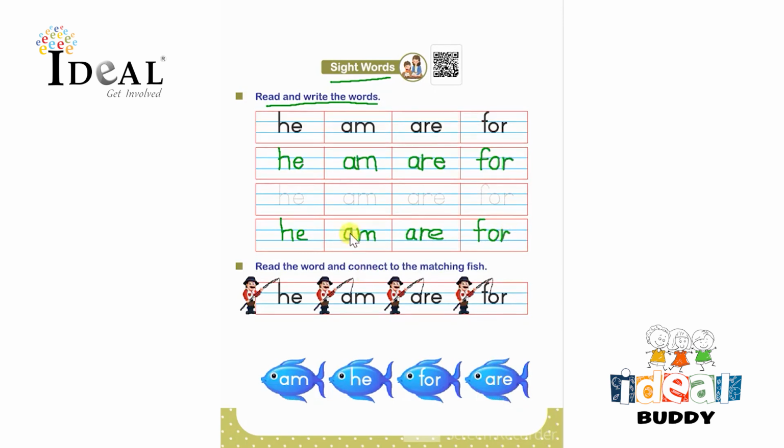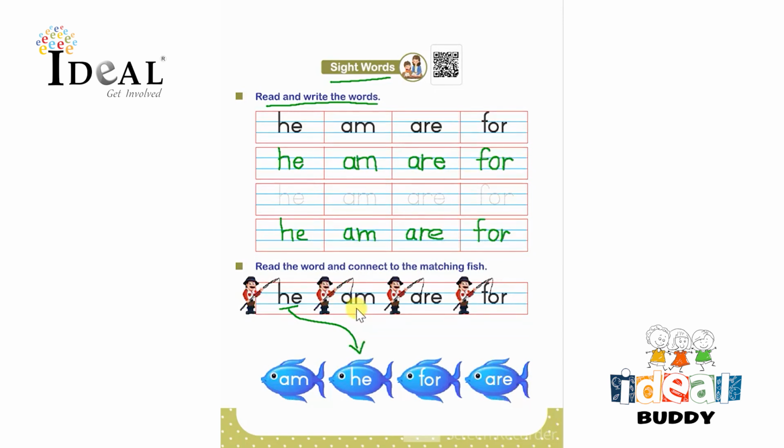So once they are done with this, they will again read and write the words. After that, it is given over here, read the word and connect to the matching fish. So the first word is he, H-E, he. So they have to connect it over here.